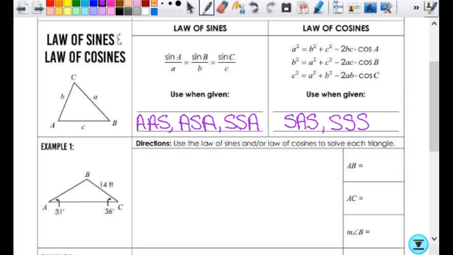Okay, if you have all three sides, how do you know which angle is the biggest? It's across from the biggest side. That's how you would know. Either you already have the picture, or it tells you the information and you draw it and label it. That's how you would know.